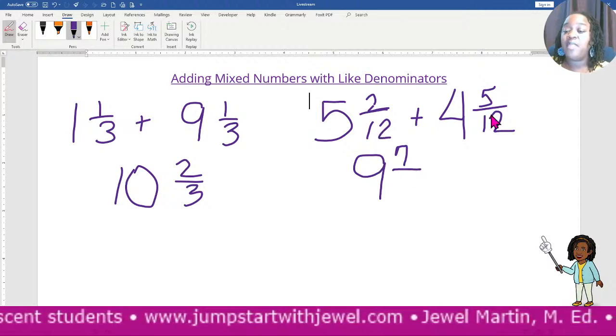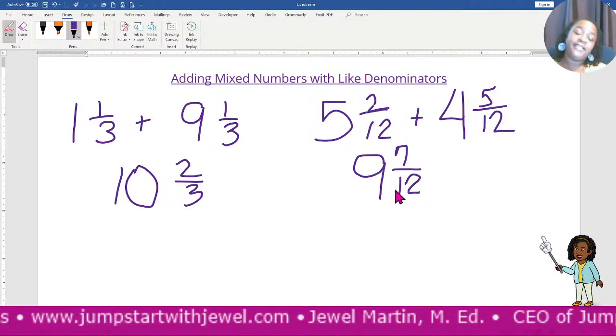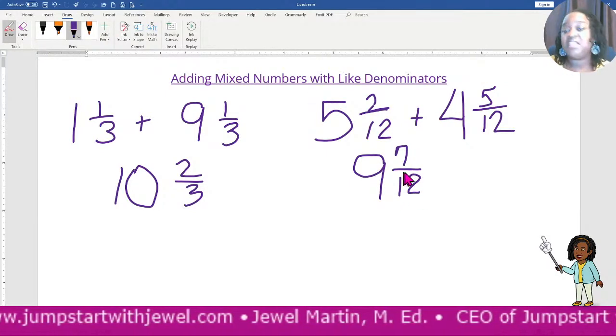And then we'll keep the denominator the same, 12. So that's our answer for this one, 9 and 7/12.